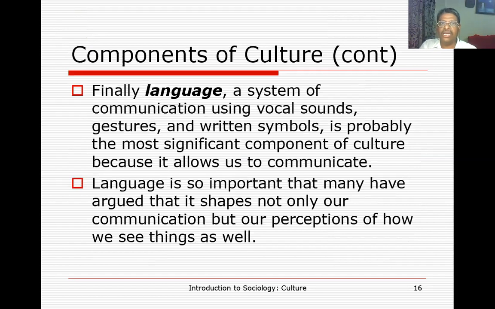Finally, language, a system of communication using vocal sounds, gestures, and written symbols, is probably the most significant component of culture, because it allows us to communicate. Language is one of the important components in culture, because language has a great and significant impact on culture. Language is so important that many have argued that it shapes not only our communication, but our perceptions of how we see things.